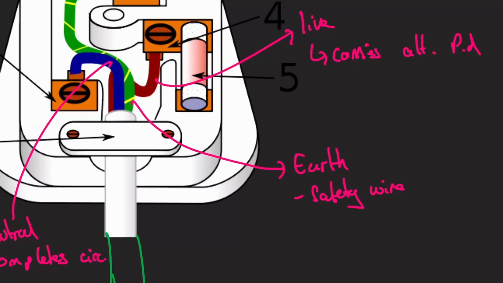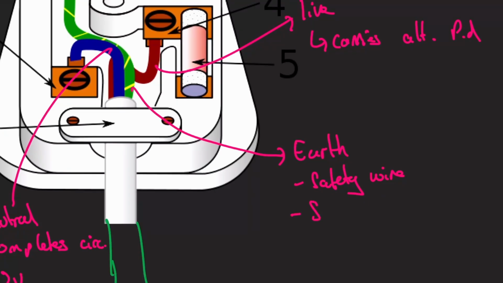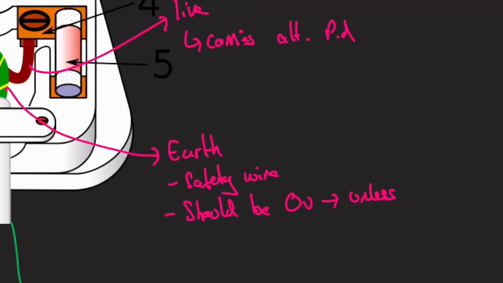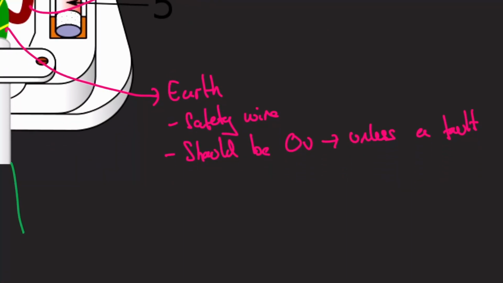The idea is this should always be 0 volts unless there's a fault. If there's a fault that causes the casing to be charged, that's when your earth wire kicks in, that safety mechanism, and it takes away that electricity from the casing and makes sure that even if there's a fault, you're still not going to get a nasty electric shock.